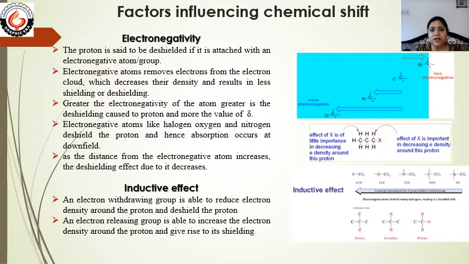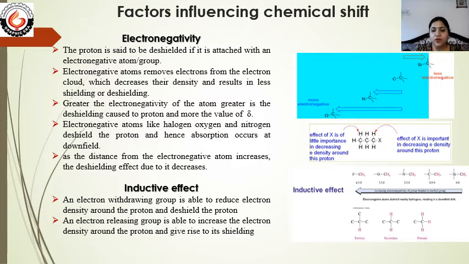Next is factors influencing chemical shift. The most common factors are electronegativity and inductive effect. These two factors have the highest impact on the chemical shift. In case of electronegativity, the proton is said to be de-shielded if it is attached to an electronegative atom, because an electronegative atom attracts all the electrons towards itself. Like in the case of HCl, all the electrons of hydrogen will shift towards the Cl. So there is less shielding, or we can say there is de-shielding.